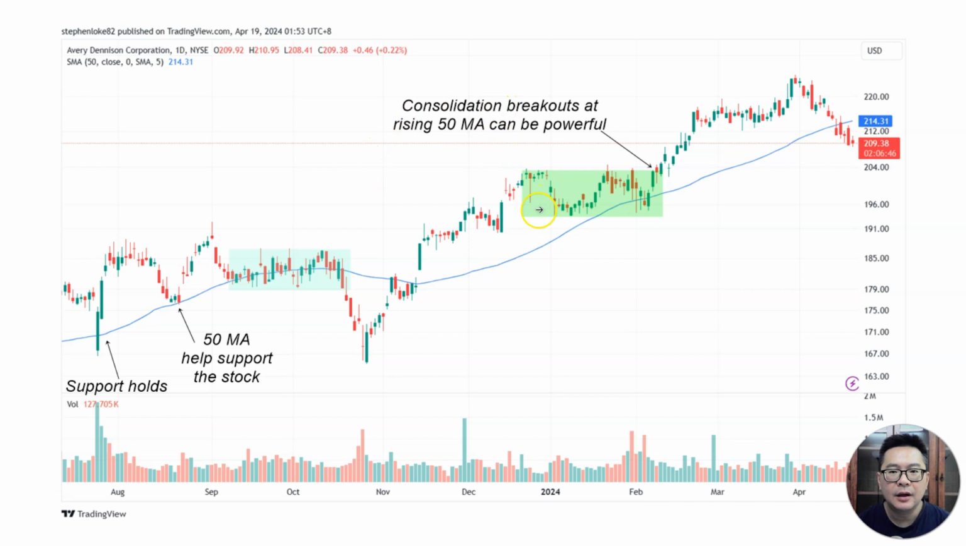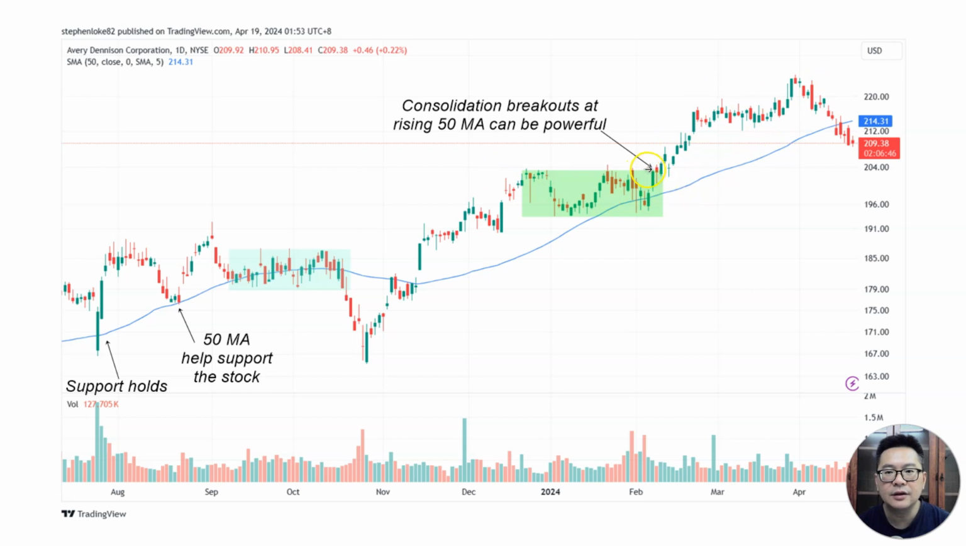Consolidation at the rising 50 MA can sometimes be very, very powerful. For example, you see the 50 MA rising, and the stock is actually rising, and there comes a time where it trades sideways a bit. When the stock trades sideways after some rise, we call it a consolidation. You can actually draw a rectangle over it, and the moment it breaks out, it can go higher.